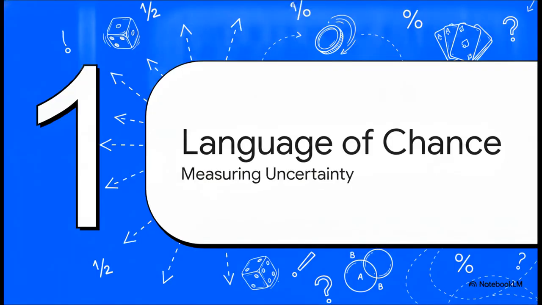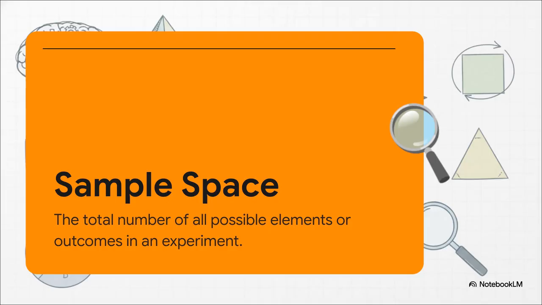Section 1. The language of chance and how we measure uncertainty. Before we can predict anything at all, we really need to know what we're working with. And that brings us to an absolutely crucial definition: sample space. This is literally the foundation of probability. It represents the total number of all possible elements or outcomes in any given experiment.